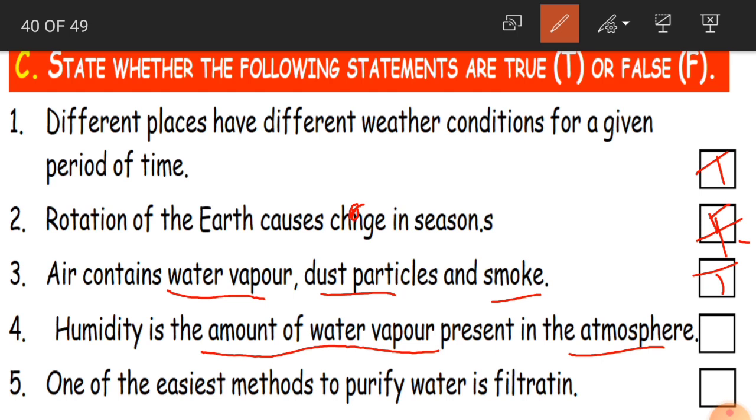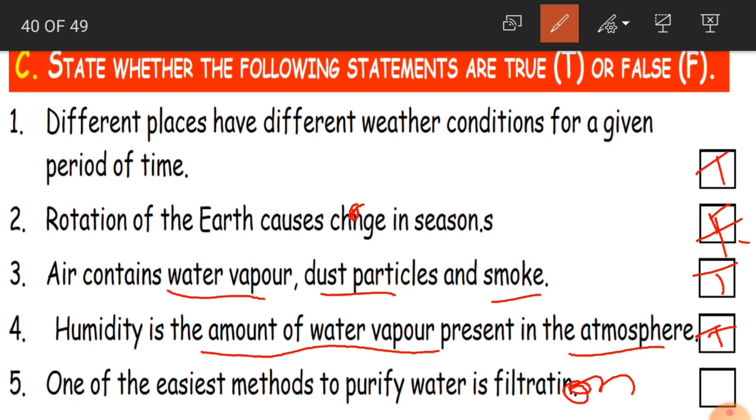Humidity is the amount of water vapor present in the atmosphere. And the answer is true. Okay. And the fifth one is, one of the easiest methods to purify water is filtration. Filtration. Okay. This is TION, children, at the end. One of the easiest methods to purify water is filtration.